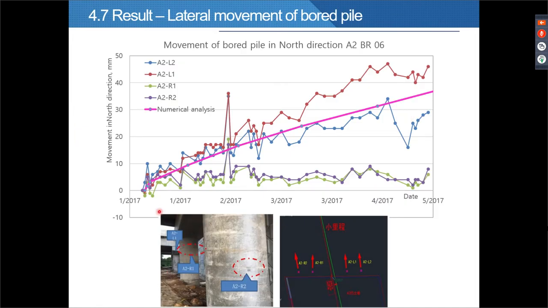This is the lateral displacement of the pier at the abutment. The measurement only started in January 2017 when the distress was first observed. Although some movement had already taken place before January 2017, our model was able to capture the lateral displacement of the pier for the same period of time. This is our simulation. This is the measurement.